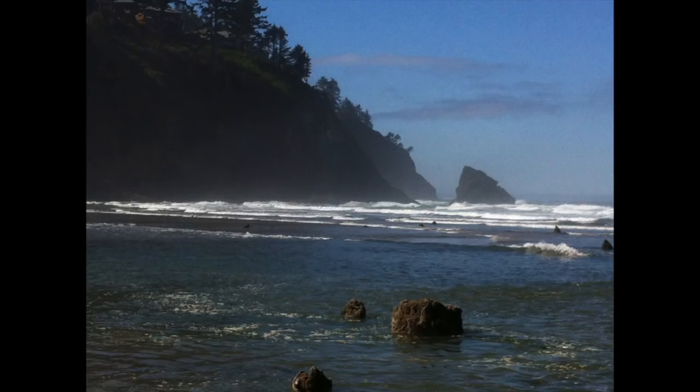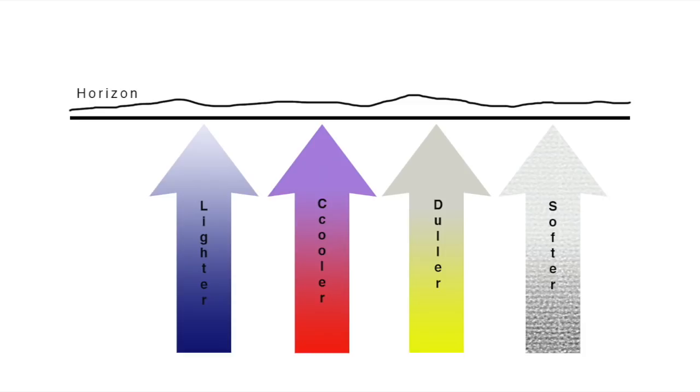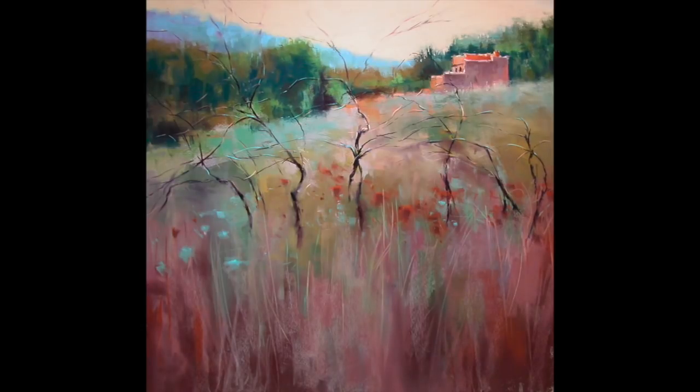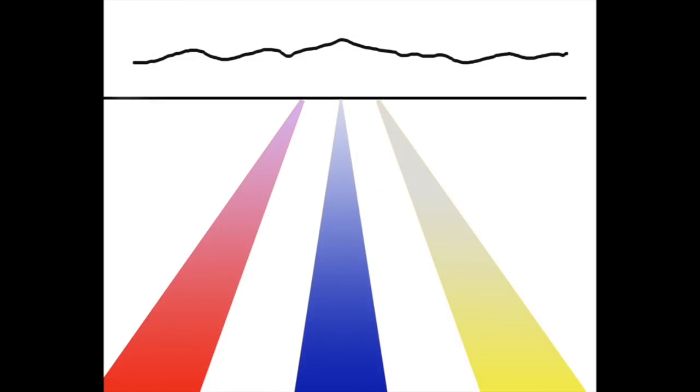How to use this concept to make better paintings? If we remember that this effect has four basic influences on elements in our paintings, things appear cooler, lighter, duller, and softer as they recede to the horizon. From a painter's perspective, we particularly want to consider the effect aerial perspective has on local color.